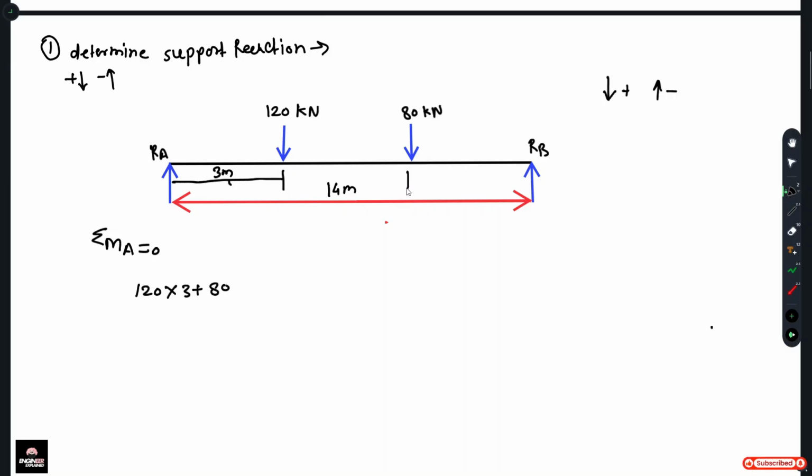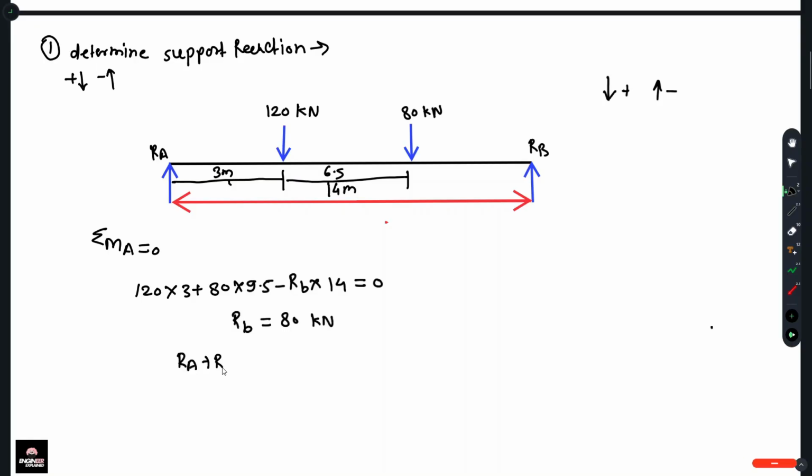multiplied by its distance, which is 6.5. The 80 kilonewton load's distance from RA is 9.5. Minus, the next load is RB multiplied by the total distance from RB to RA, which is 14, is equal to 0. Calculating it, we get RB is equal to 80 kilonewton.